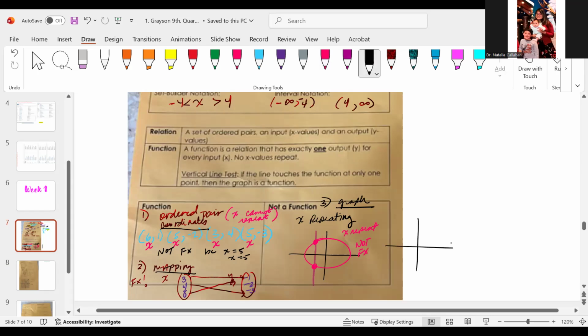Another example is if I have something like this, like an S. Do you see that? So draw your vertical lines. Is it a function? Does it only touch it once? Or how many times does it touch it?